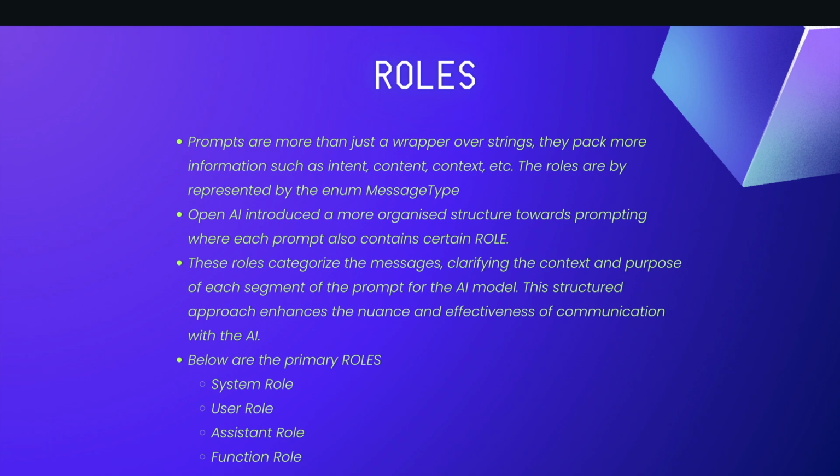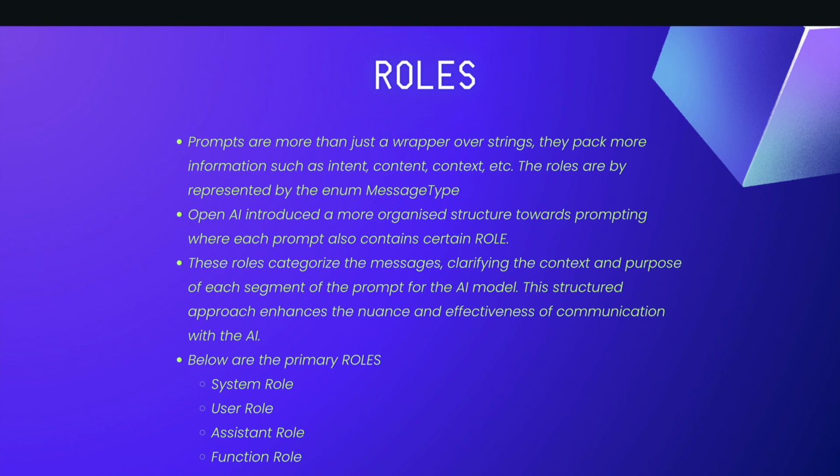So in the system role, what we have is that this role guides the AI's behavior and response style. Using this role, we can also set the rules for how the AI interprets and replies to the input. It is the same as providing instructions to the AI before initiating a conversation. Next is the user role. This role represents the user's input, which could be their questions, commands, or statements to the AI. This is the actual content of the interaction with the AI model.